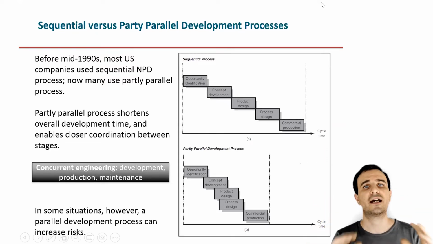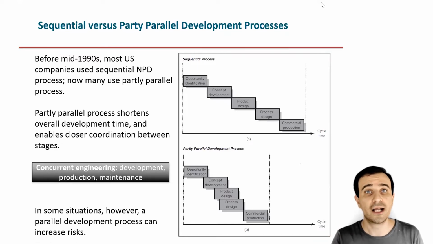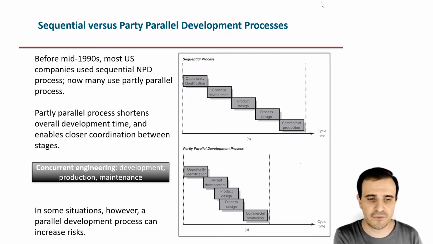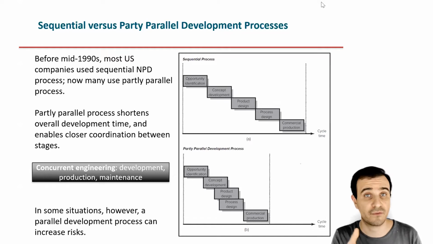So after understanding the three main objectives of new product development, what are the best practices we can adopt to implement the new product development process? Originally, the typical way to do new product development was a sequential process. The sequential process, which you can find here in the slide, starts from opportunity identification, moving on to concept development, product design, process design, and commercial production.